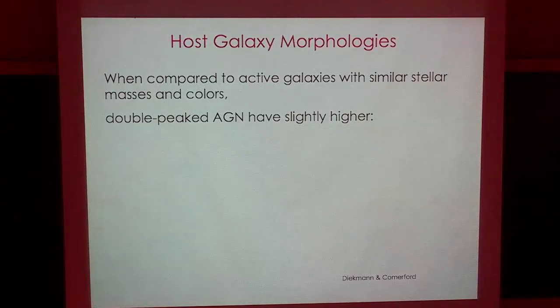Okay, so James is looking at the morphologies of the host galaxies of the double-peaked AGN in Sloan, and he's asking the question: is there anything different about double-peaked AGN compared to the general AGN population? So he takes the double-peaked AGN and looks at a sample of other Sloan AGN that are matched by their host galaxy stellar mass and color. So you're trying to compare apples to apples here. So you're also matching them in AGN luminosity?